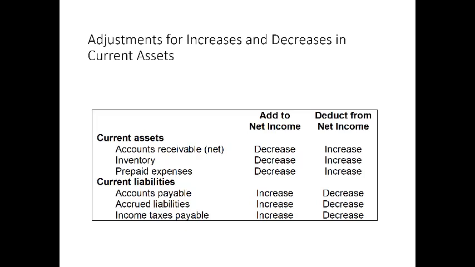So here's a guideline for the adjustments we want to make to current assets and current liabilities. If we have a decrease in current assets in accounts receivable, inventory, or prepaid expenses, we're going to add that to net income. If we have an increase in those kinds of accounts, we deduct it from net income. If we have an increase in current liabilities, like accounts payable, accrued liabilities, or income taxes payable, we're going to add that to net income. If we have a decrease in current liabilities, we're going to deduct it from net income.